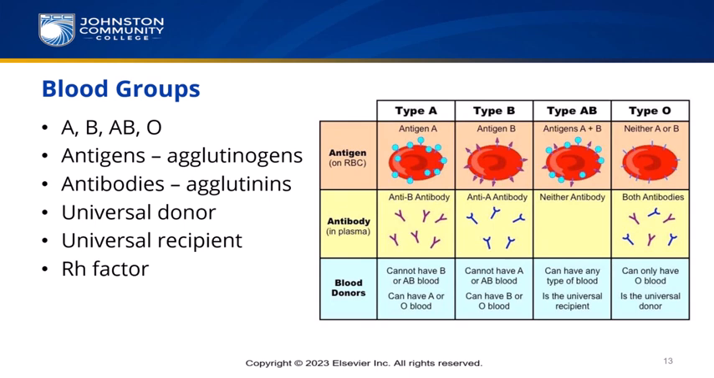Type AB, however, is referred to as the universal recipient because it has both type A and B antigens. Then finally we have the Rh factor. This is another antigen, and it is important in pregnancy because a mother who is Rh negative can develop antibodies to an Rh positive fetus in the first pregnancy and cause hemolysis. Remember, lysis is our suffix meaning destruction of this fetus's blood in subsequent pregnancies.